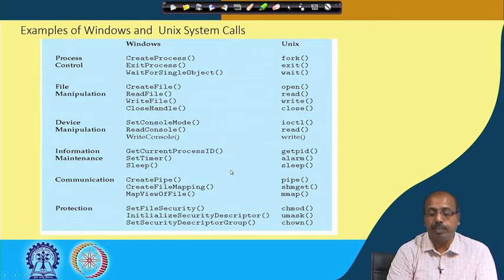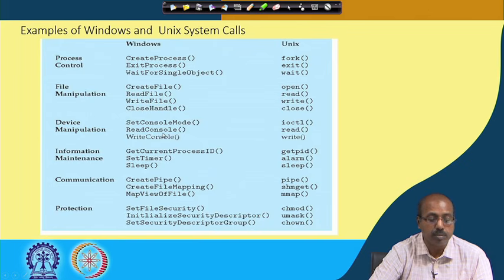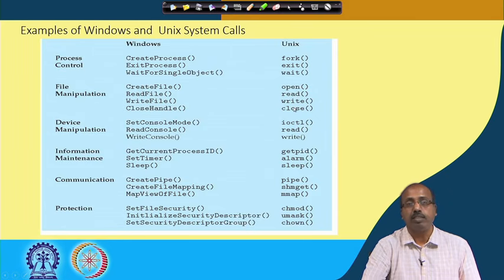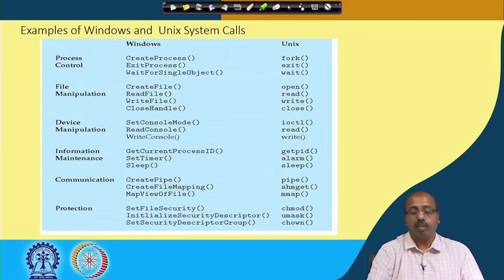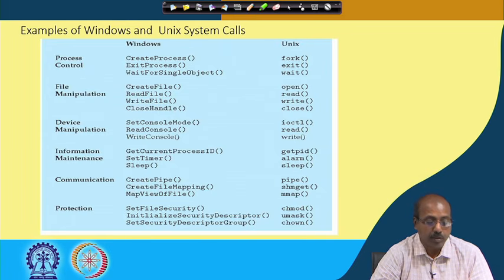That sets various parameters related to the IO operation. Then we have read and write system calls for the device. Here also we have read and write. In case of Windows, for device manipulation we have read console and write console, which are different from the read file and write file calls, whereas in Unix system the same read and write system calls are used for both files and devices. So, in Unix the files and devices are looked at in a more uniform fashion compared to, say, the Windows OS.